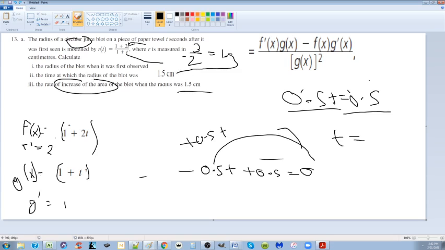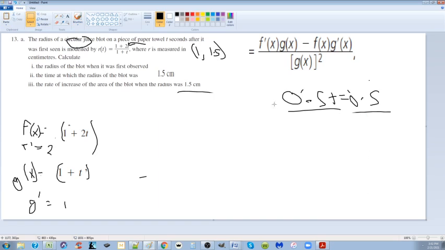And finally, the rate of increase in the area of the blot when the radius was 1.5. Okay, so now that's when we needed this amount. So we found out that when t is 1, y is 1.5, but the 1.5 doesn't matter. The 1 does. Now we've got to find out our quotient formula.